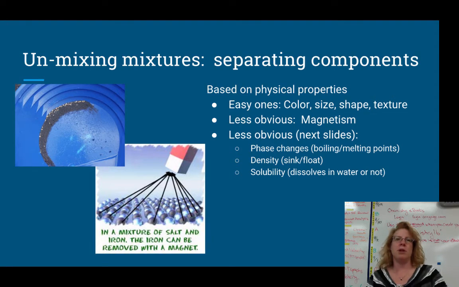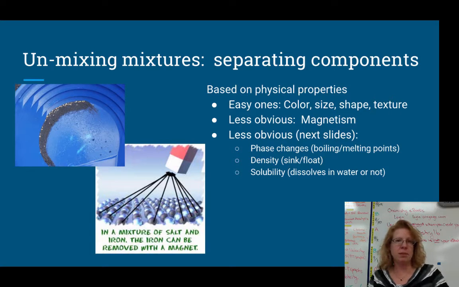Simple physical separation. The picture in the top left is actually what gold looks like when they do gold panning. And they're using a physical process, actually two of them, to separate the gold from the sand underneath. Usually black sand has gold particles in it. So you can use the process of color. Obviously, they look very different.